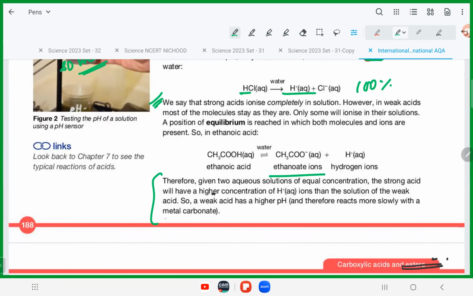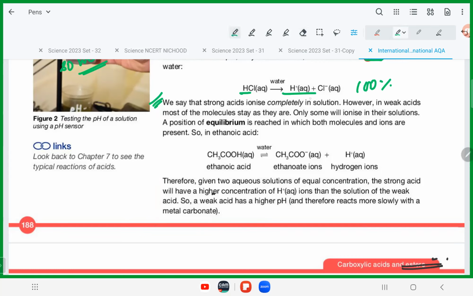Here you read this one also, please. Therefore, given two aqueous solutions of equal concentration, the strong acid will have a higher concentration of H plus ions than the solution of weak acid. So a weak acid has a higher pH and therefore reacts more slowly with a metal carbonate. Okay. Now I think you must have understood the total statement.